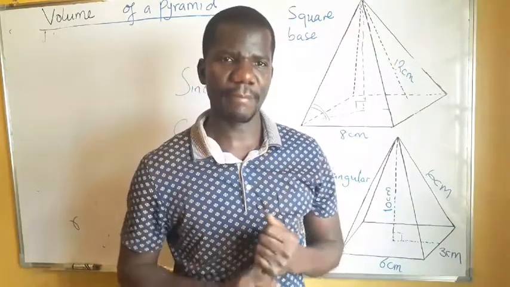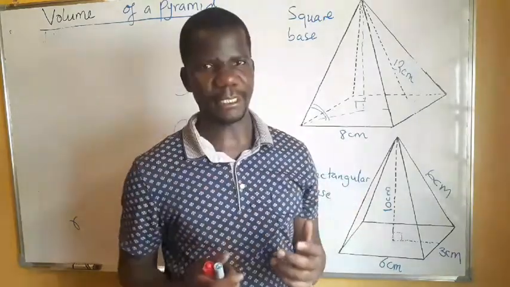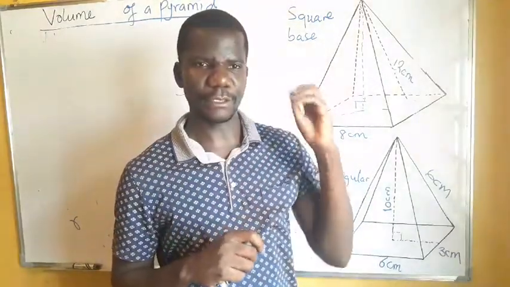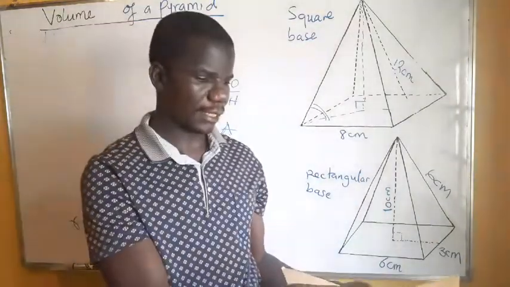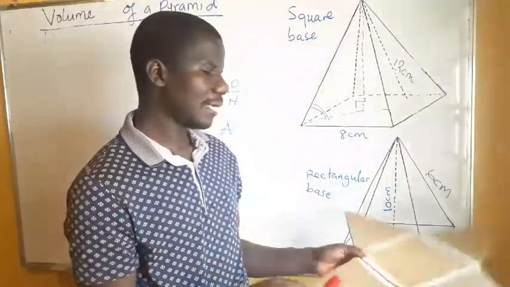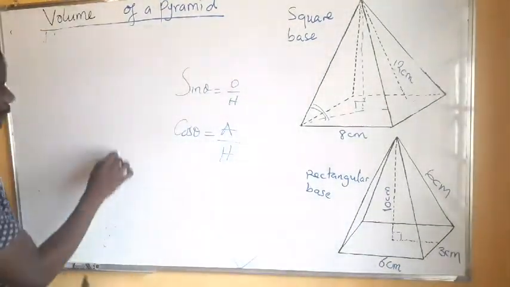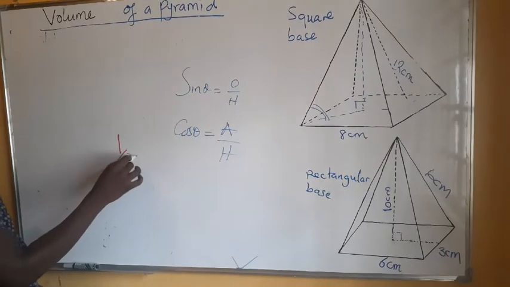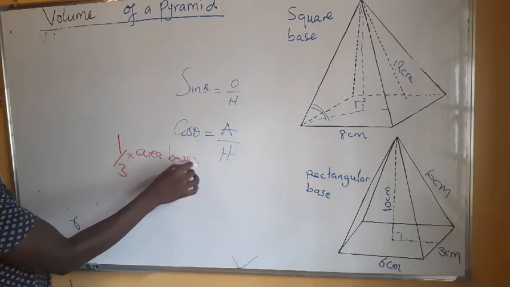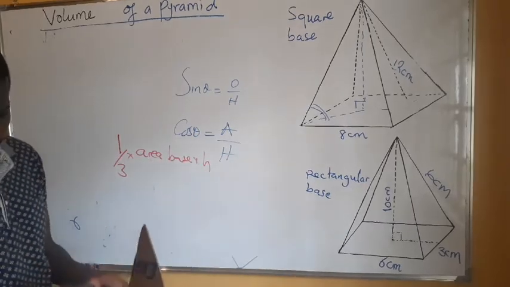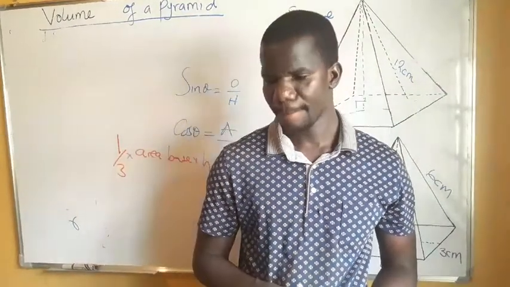Once again, remember that when you're dealing with the volume of a pyramid, you need to find one thing if it is not given: the perpendicular height, this height here. Once you have found it, then your formula is easy. You know it: 1 over 3 multiplied by the area of the base multiplied by h. This h is the perpendicular height. I've explained that, and I hope you've gotten the concept.